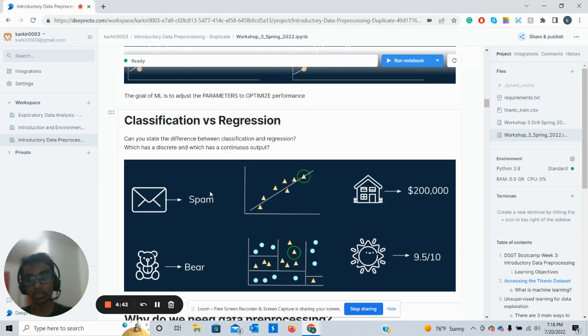That's just a brief conceptual overview of machine learning. We'll go into more depth in the next workshop, but till then, see you in the next video.